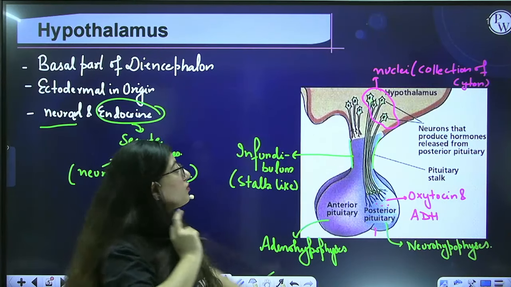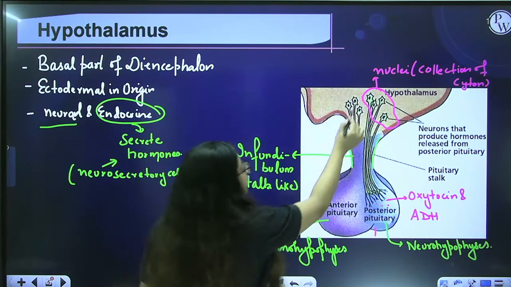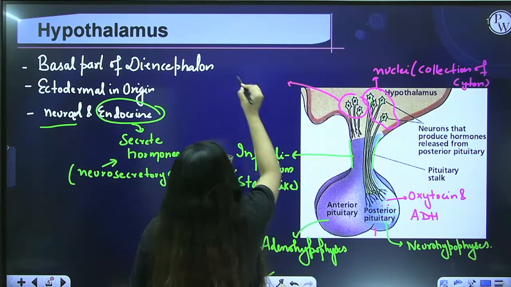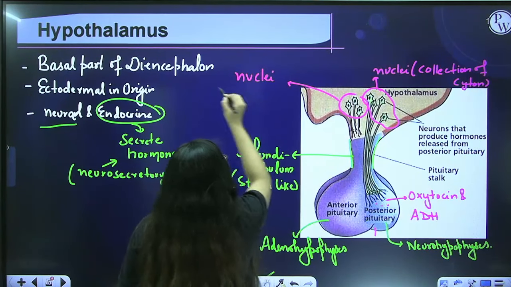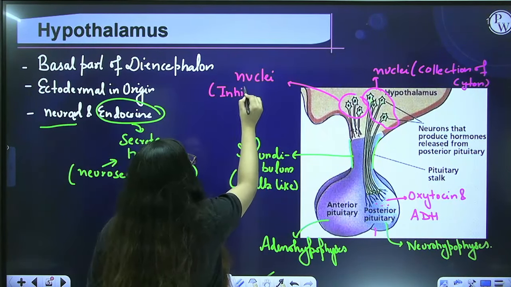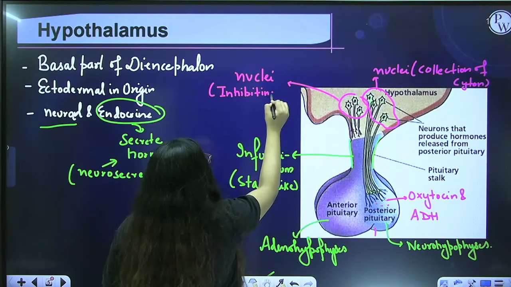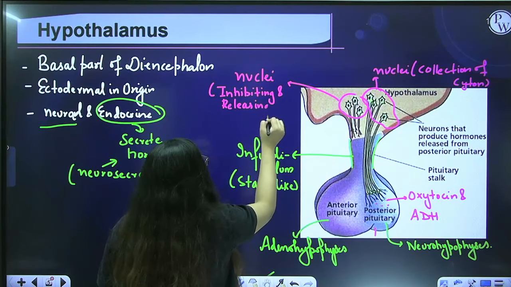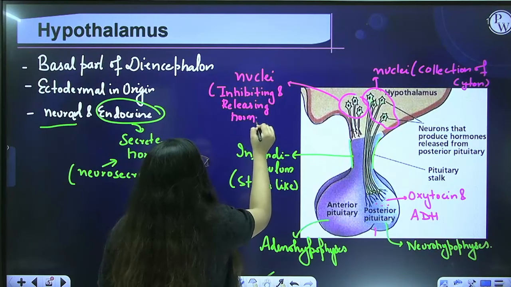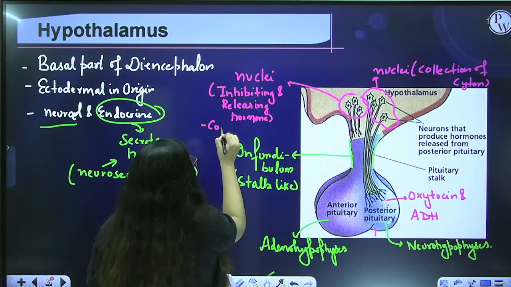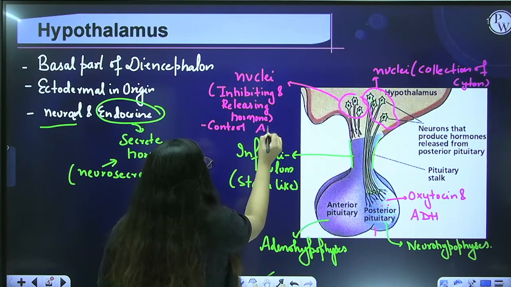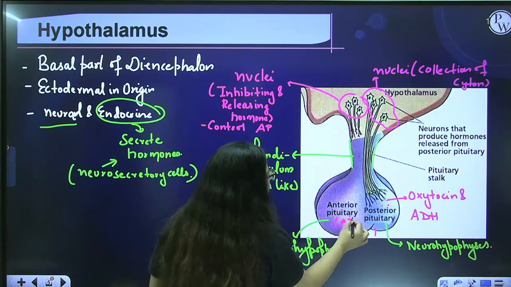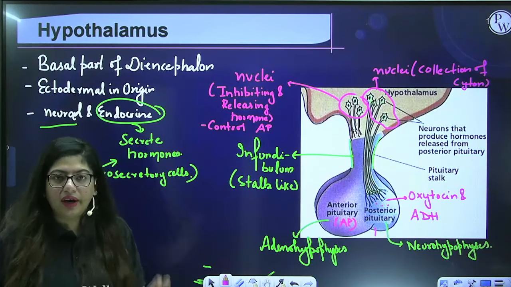The second are the hormones secreted by these nuclei, which are the inhibiting and releasing hormones. Inhibiting and releasing hormones are the ones which control the anterior pituitary. So I'm writing AP for the anterior pituitary.